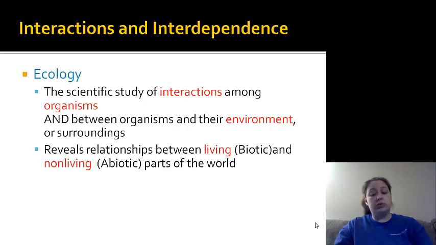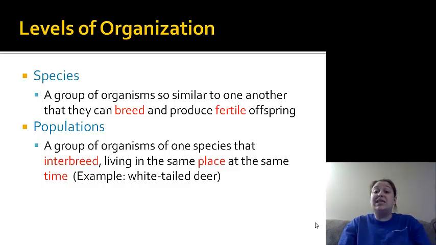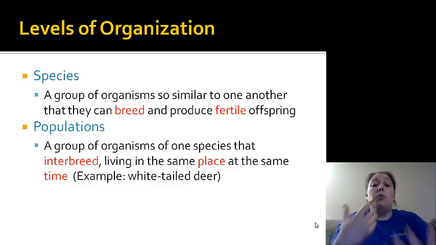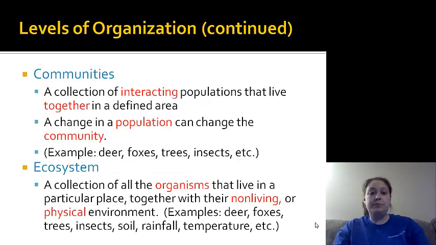We start off with a species, which is a group of organisms so similar that they can reproduce together and create fertile offspring. When we get a group of one single type of species together, we call them a population. So an example would be a population of white-tailed deer out in the forest. We're just looking at the white-tailed deer.